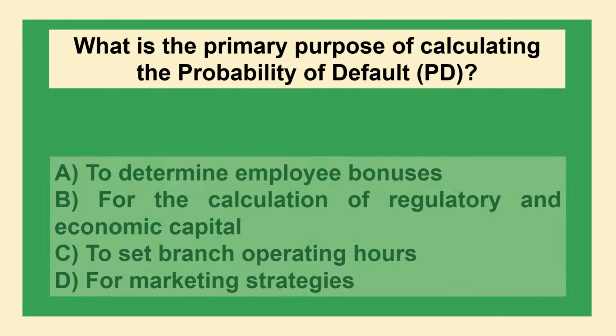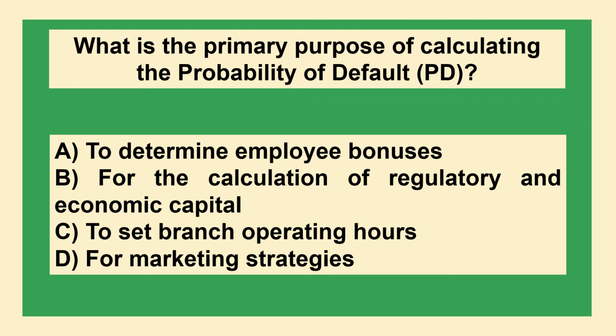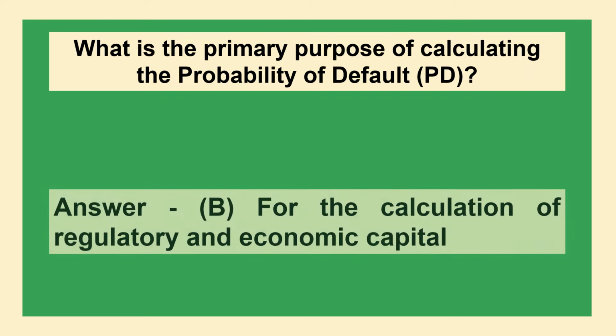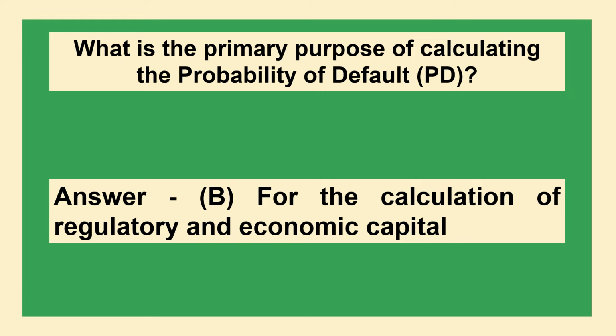The next question is, what is the primary purpose of calculating the probability of default, PD? Option A, to determine employee bonuses. Option B, for the calculation of regulatory and economic capital. Option C, to set branch operating hours. Option D, for marketing strategies. And the correct answer is option B, for the calculation of regulatory and economic capital.